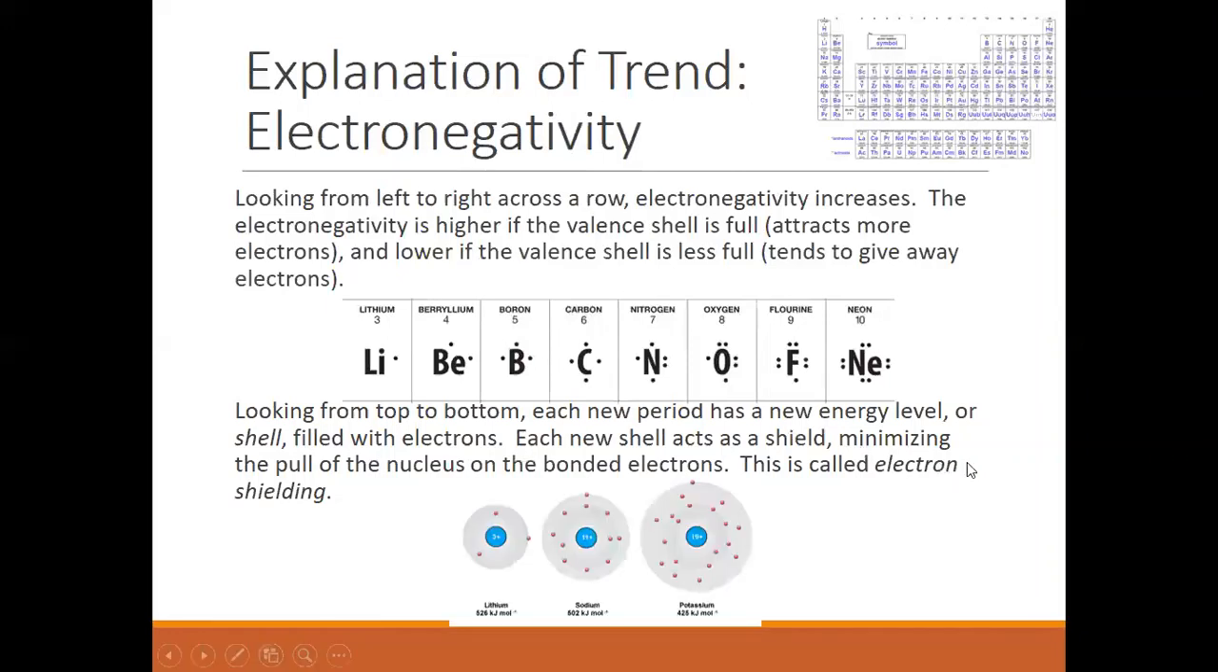And then as you move down the row, you're still going to see that electron shielding, where each new energy level is a shield against that charge from the nucleus. Remember, it's the positive charge from the nucleus that's going to draw on the electrons to begin with. So if you have more energy levels shielding the nucleus's charge to pull in those electrons, it's going to minimize that pull. So the further you go down in a group, the less likely they're going to pull in electrons because they have more shields blocking that nuclear charge from pulling the electrons in.